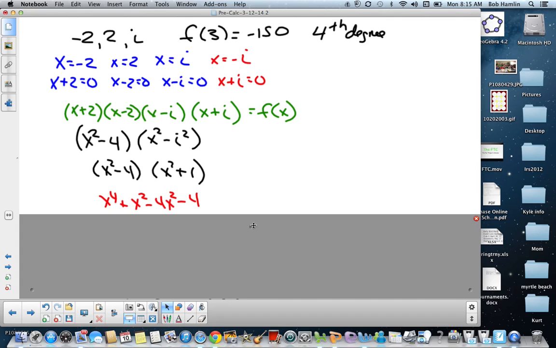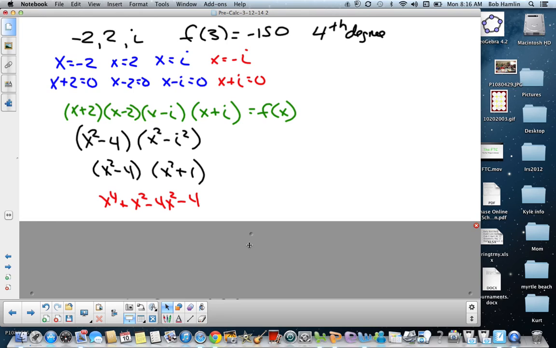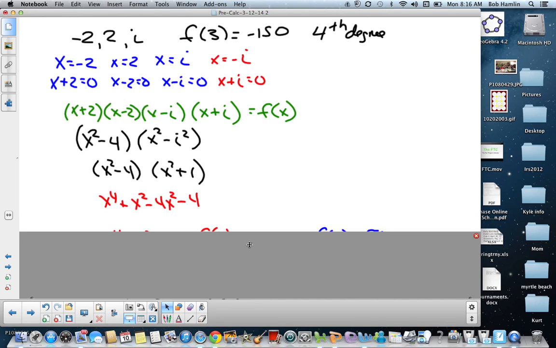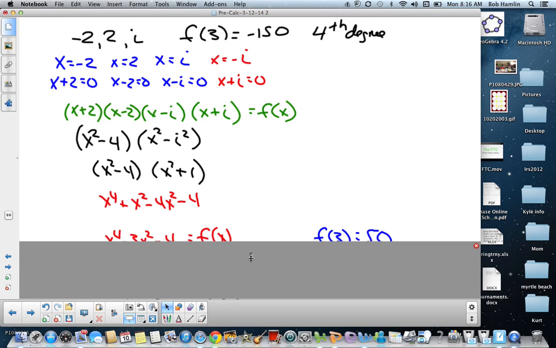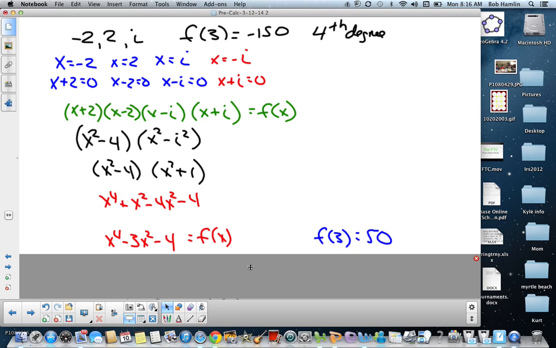However, I've got a problem in that I have to find out if f of 3 will equal negative 150. So I have to plug 3 into this function that I have and see if it equals negative 150. Well, when I do that, I get f of 3 is equal to 50, which definitely is not negative 150.